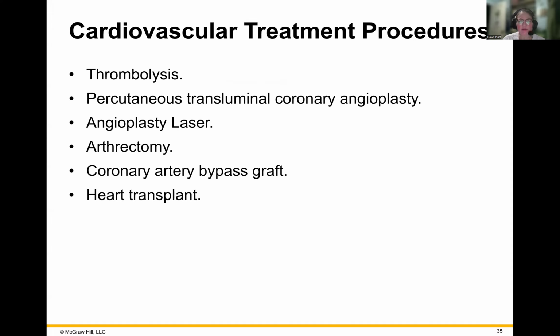Treatment procedures: thrombolysis, percutaneous transluminal coronary angioplasty, laser angioplasty, atherectomy, coronary artery bypass graft. This coronary artery bypass graft has an abbreviation called CABG. So if you ever hear the term CABG related to the circulatory system, they're referring to a coronary artery bypass graft. Heart transplant.